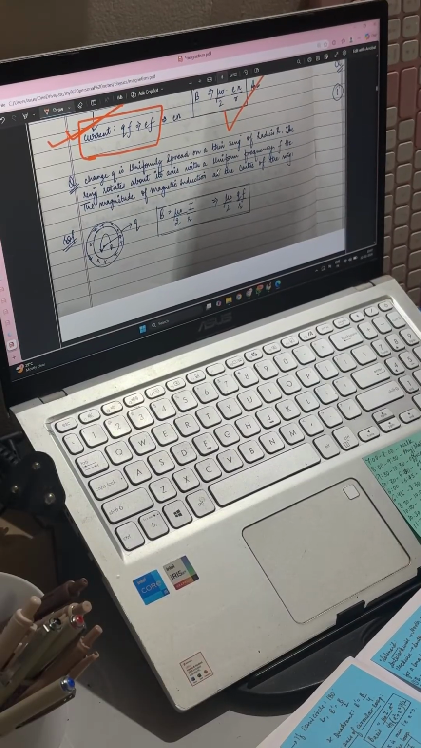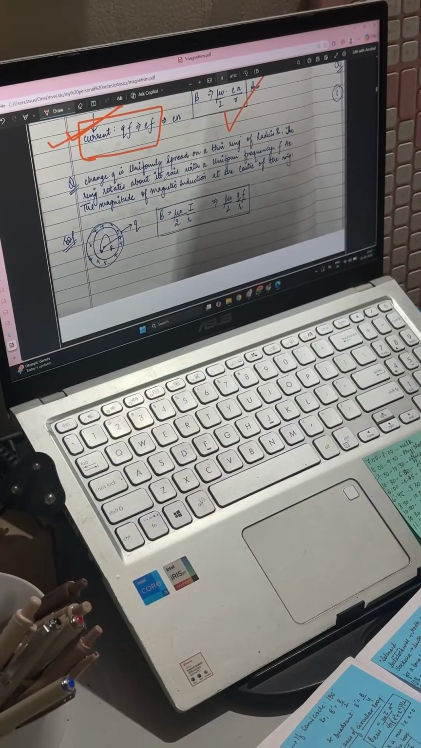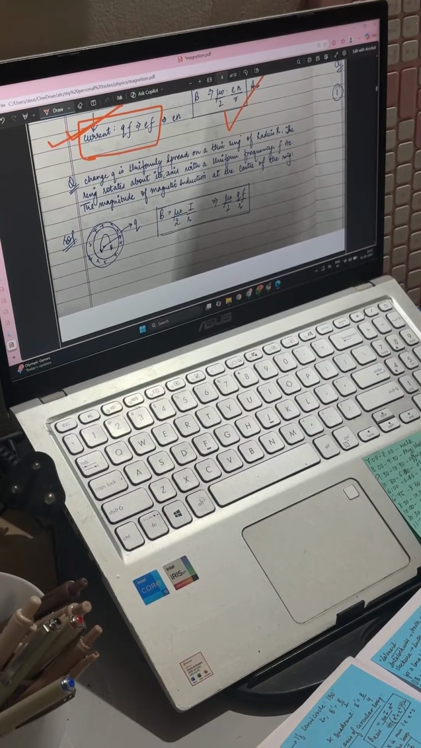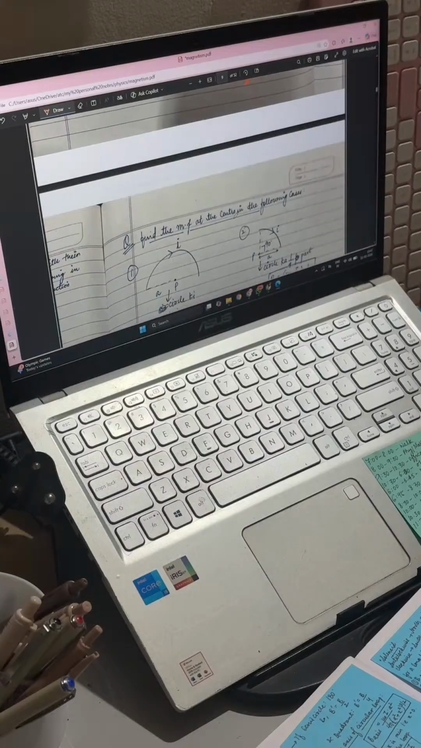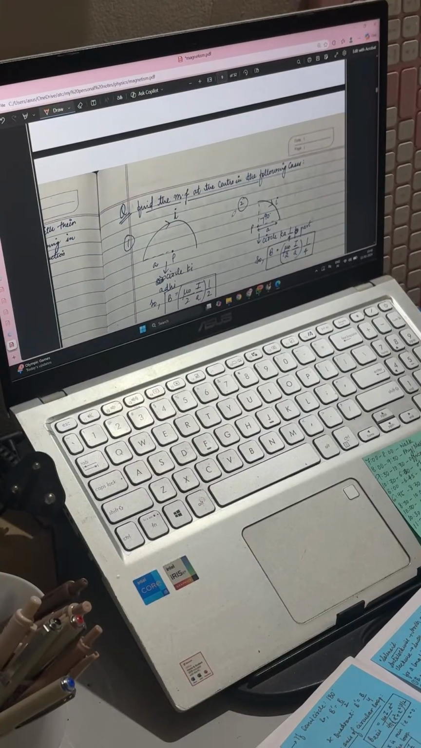Charge Q is uniformly spread on a thin ring of radius R. The ring rotates about its axis with a uniform frequency f hertz. Find the magnitude of the current. Again, it's a similar question. In the previous question it was given E, the electron charge; here they have directly said Q. So the current will be Q into F. If you knew it, you would have done it. So make sure to add it in your formula list.